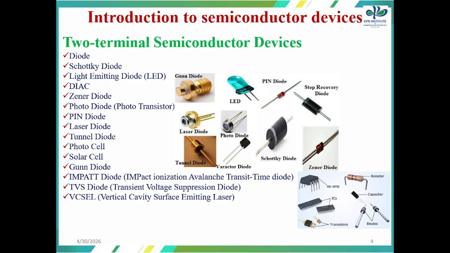The semiconducting material devices are classified into two-terminal semiconductor devices and three-terminal semiconductor devices. Let us discuss what the two-terminal semiconductor devices are: diode, Schottky diode, light emitting diode, Zener diode, photodiode, or otherwise phototransistor, PIN diode, laser diode, tunnel diode, photocell, solar cell, Gunn cell, and even some other cells also. So these are all the two terminal devices. This diagram shows the various types of two terminal diodes.